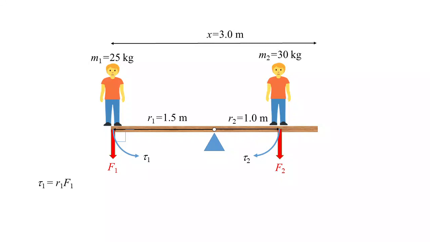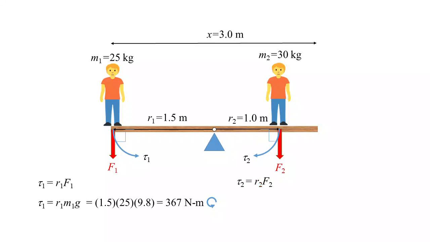The force created by his mass will be his weight, which is the product of his mass and the acceleration due to gravity. Substituting the values of 1.5 meters for lever distance 1, 25 kilograms for mass 1, and 9.8 meters per second squared for gravity, we get a torque of about 367 Newton meters. This torque is directed in the counterclockwise direction.